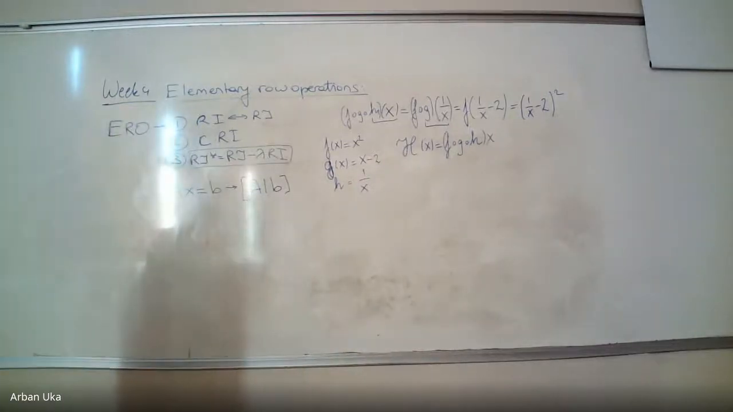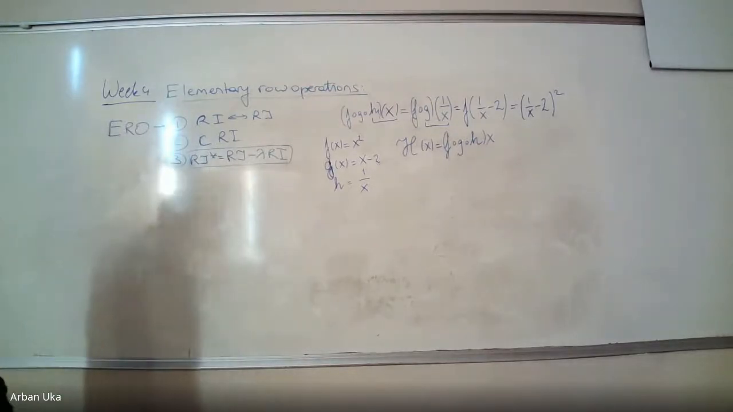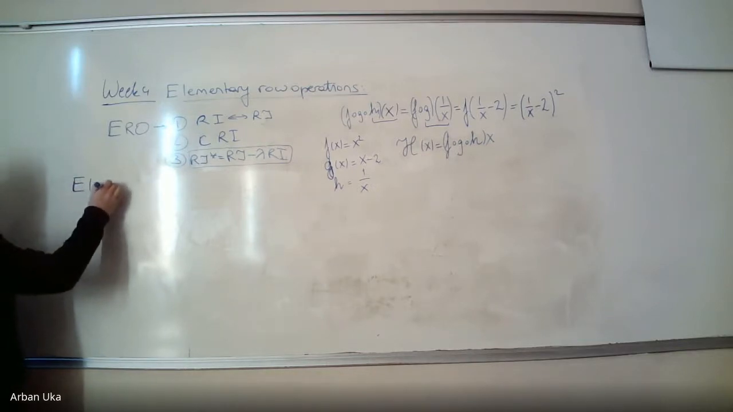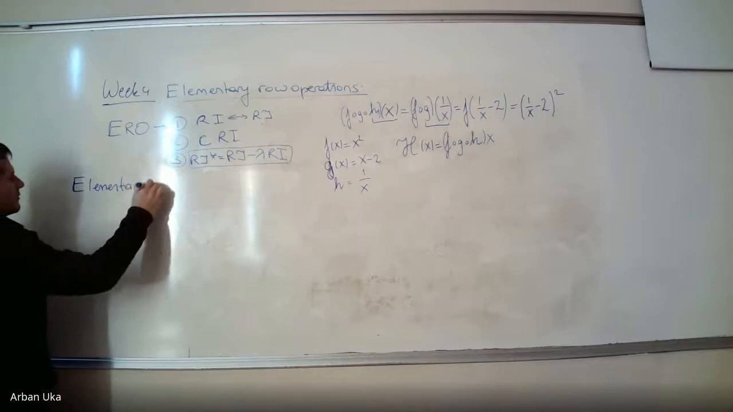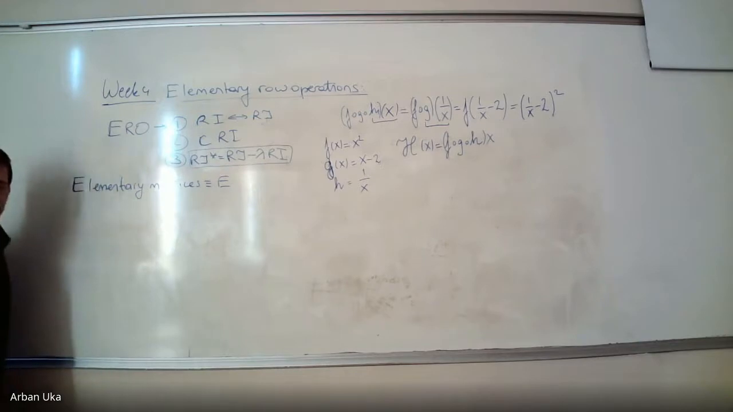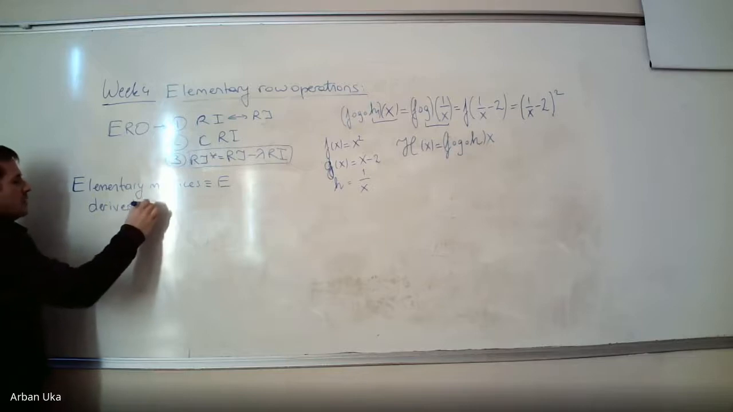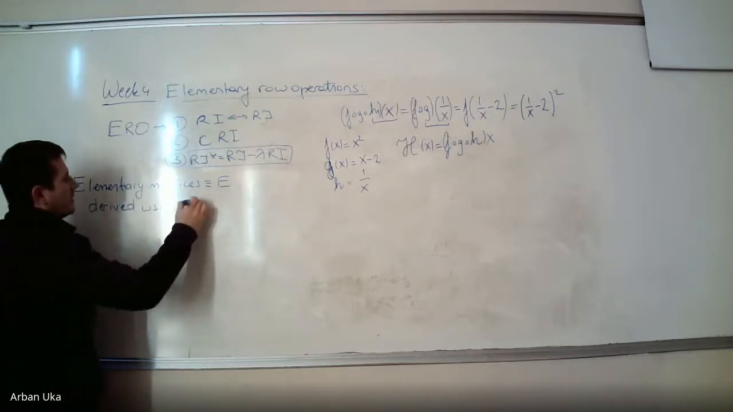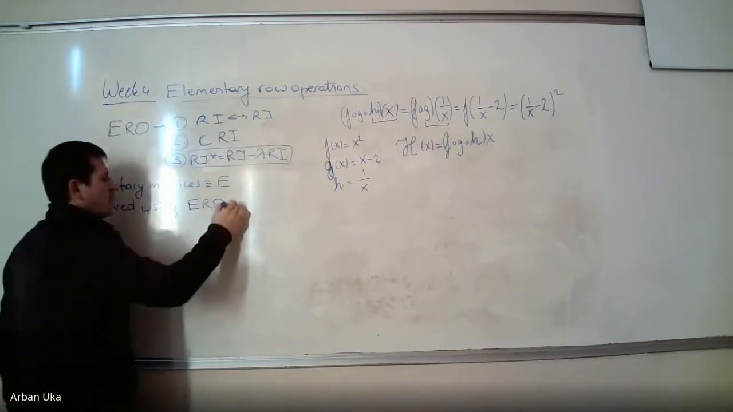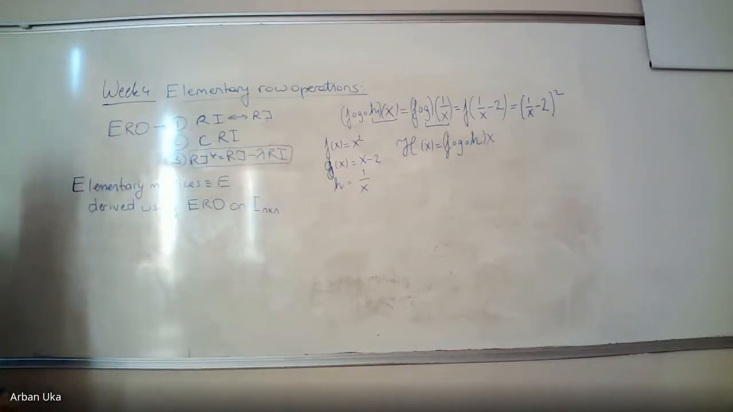Now, as we go on, we're going to define elementary matrices, which we call EM, or let's call them for today in this class E. Okay? So we have elementary matrices. They are matrices that are derived using ERO. What does ERO mean? Using elementary row operations on identity matrices, on I n by n. Okay, so this is an elementary row operation.